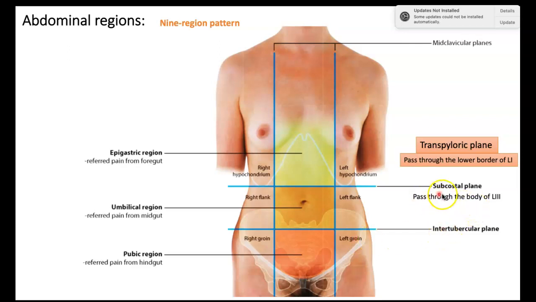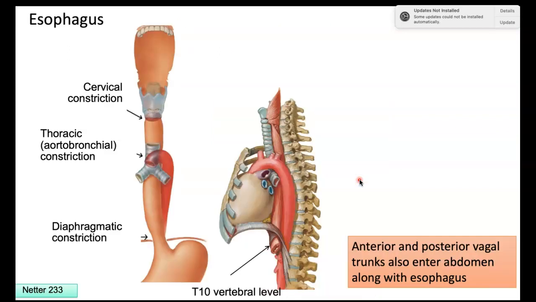Now, in some texts, you will see in place of the subcostal plane, they use a different plane called the transpyloric plane. The transpyloric plane is drawn as a horizontal line between the jugular notch here and the pubic tubercle here. So that will go somewhere around here, and that will go through the lower border of the L1 vertebra. That is called the transpyloric plane. In some texts, instead of the subcostal plane, they use the transpyloric plane to divide the abdomen into 9 regions. Okay, so now let's start talking about the individual segments of the abdominal viscera.